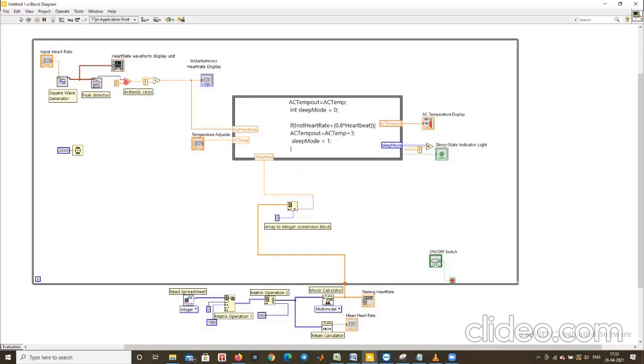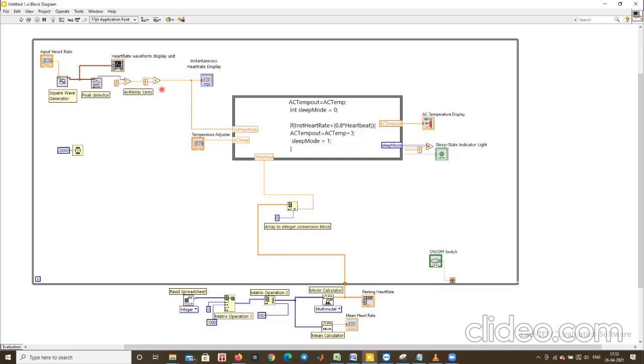So what do these arithmetic units do? Since it is the sum total of both the peaks and the lows, it is not the exact heart rate. What we need is the exact heart rate, and that is obtained by dividing this value by 2. We need only the peaks, so we divide this value by 2. So this is a divider, and this is divided by 2, as you see here.